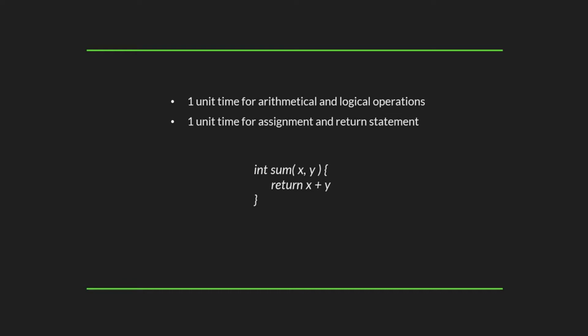Now, if we run this particular function on our defined hypothetical machine, it will take 1 unit of time for this return statement and 1 unit of time for the arithmetic operator. So, the total time taken will be 1 plus 1, that is equal to 2, which is a constant. So, irrespective of the input, we will get constant running time for this function. Let's take another example.